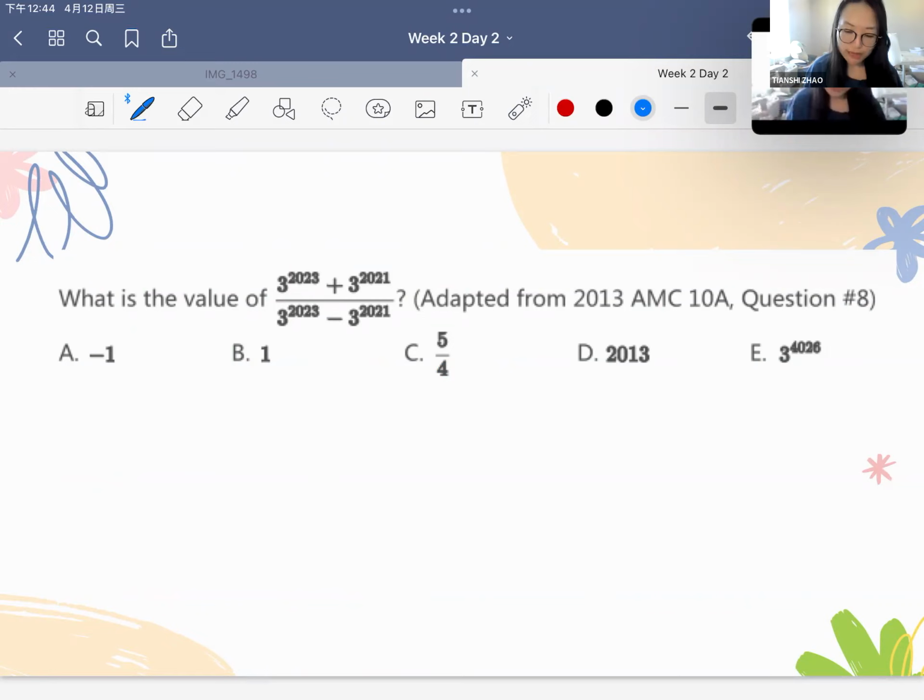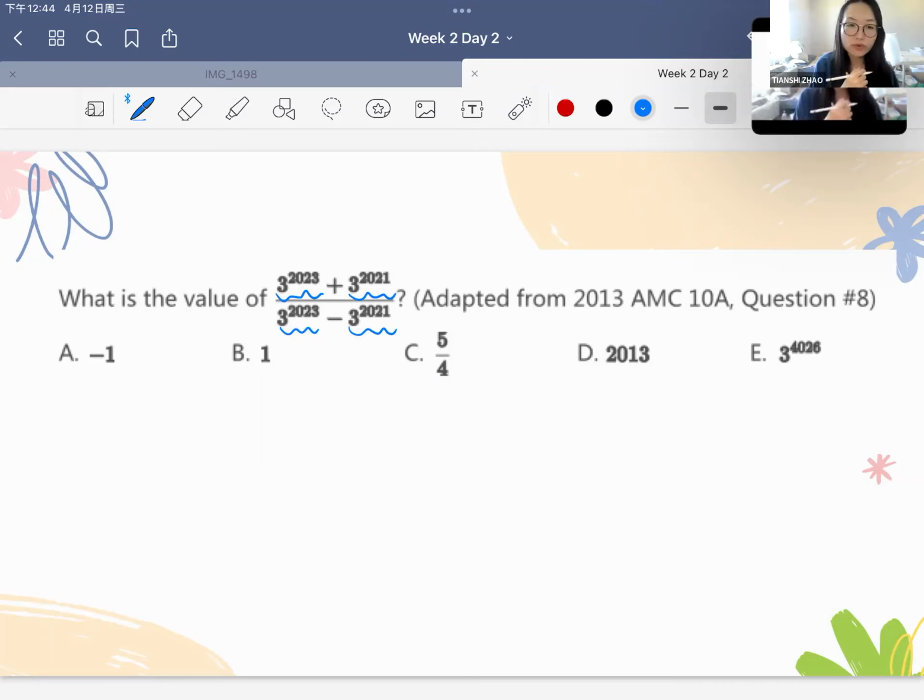let's read this question together. So in that question, we would like to calculate what is the value of 3 to the power of 2023 plus 3 to the power of 2021 divided by 3 to the power of 2023 minus 3 to the power of 2021. So here you can find that the first term is the same, right? 3 to the power of 2023, and the second term is also the same. But here we cannot cancel out the term or do the calculation directly because this is in the fraction form.